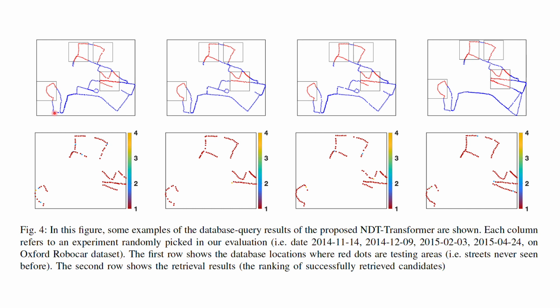Here are some qualitative results. The first row shows the training and testing split. The blue areas are used for training, and the red areas are for testing, which have never been seen before. The second row shows some retrieval results. We can see that most of the places can be recognized using the first retrieved candidate.